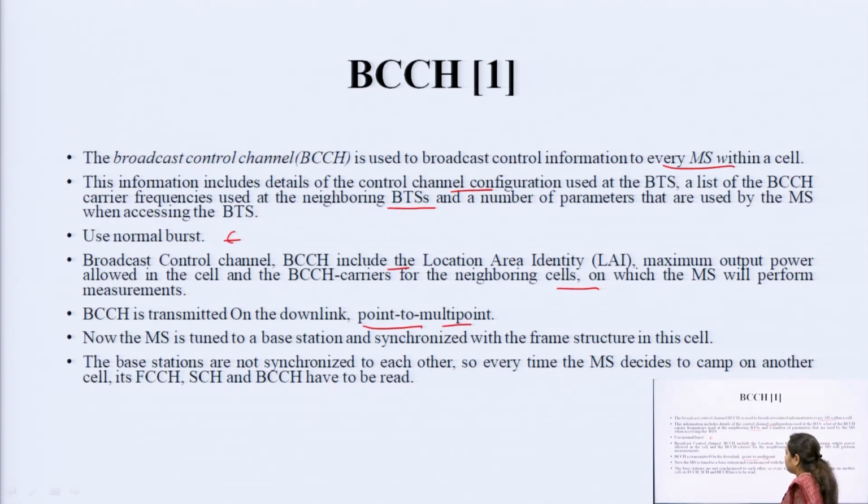Now, the MS is tuned to a base station and synchronized with the frame structure in this particular cell. The base stations are not synchronized to each other. So, every time the mobile phone decides to camp on another cell, its FCCH, SCH and BCCH have to be read.